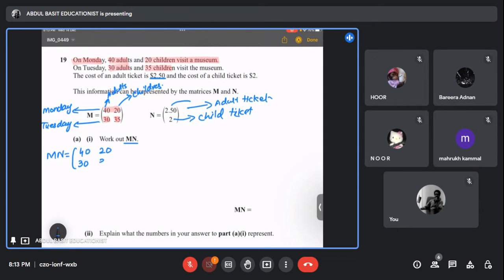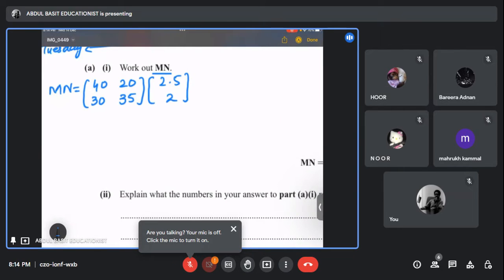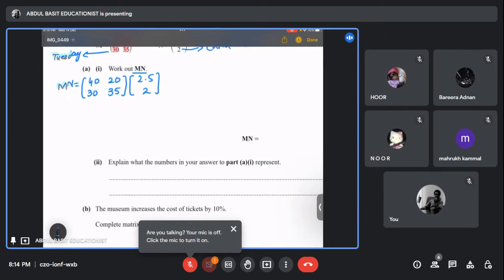Maruk late आई हो जरा सुनते जाओ. 35, and N matrix is 2.5, and that's 2. Okay, we can see that this question is part of paper 1, so we cannot use the calculator. It means that we have to use our mind and mathematical skills.